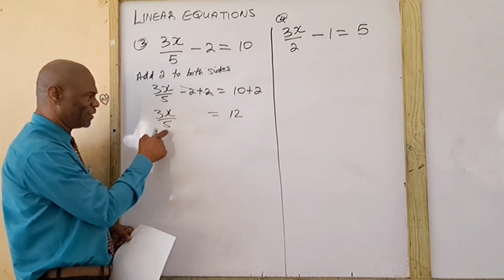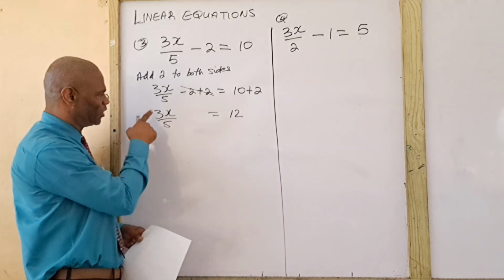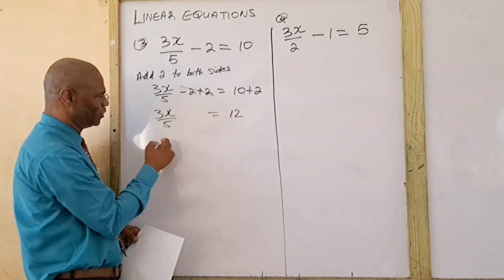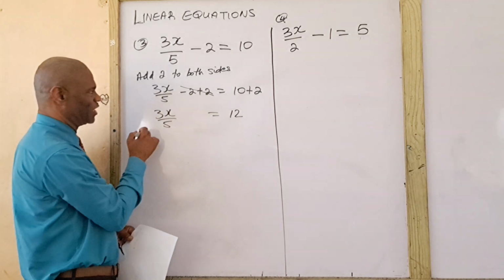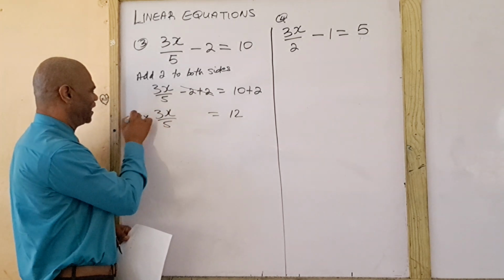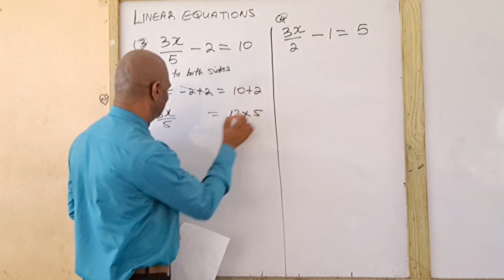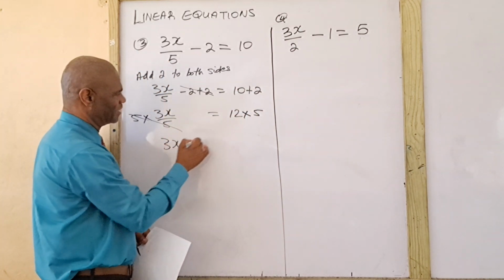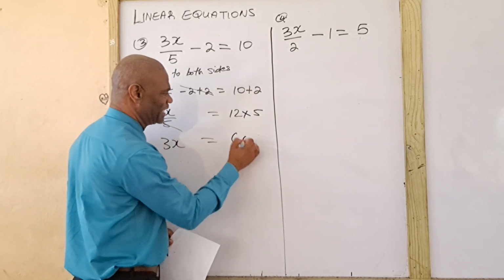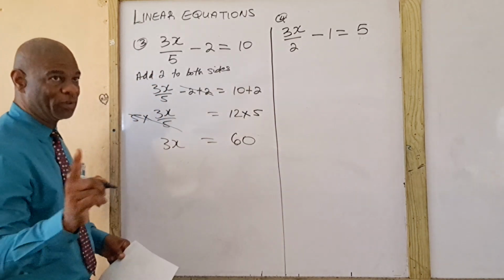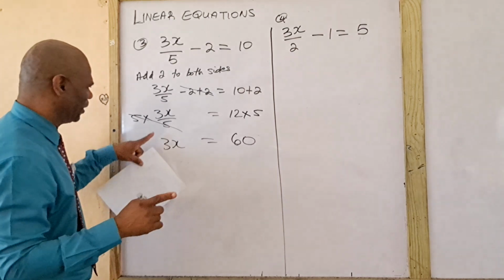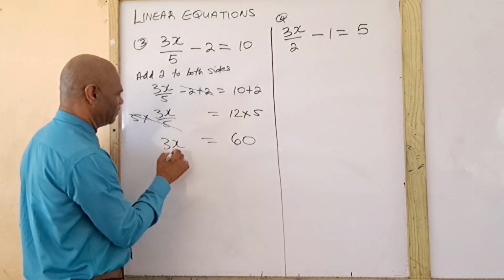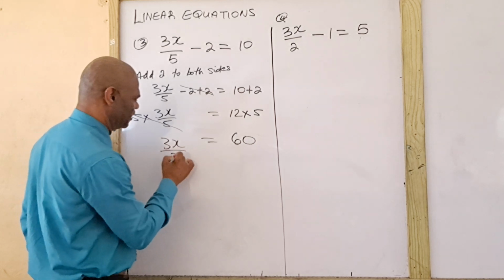Now we are going to get rid of this 5. This is saying 3 times x divided by 5 equals 12. So we are going to multiply both sides of the equation by 5. 5 cancels. You are left with 3x equals 12 times 5 is 60. Now, we multiplied both sides by 5. Then we are going to divide both sides by 3.